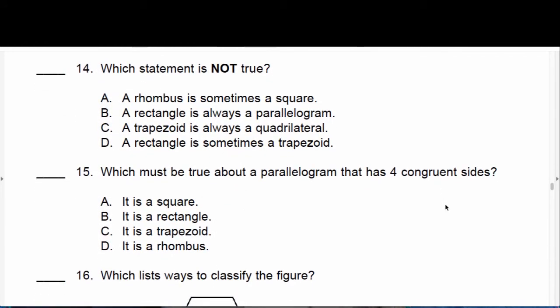Number 14. Which statement is not true? A. A rhombus is sometimes a square. B. A rectangle is always a parallelogram. C. A trapezoid is always a quadrilateral. D. A rectangle is sometimes a trapezoid.